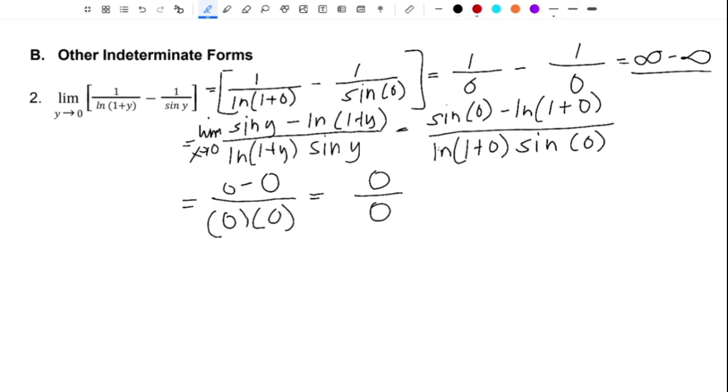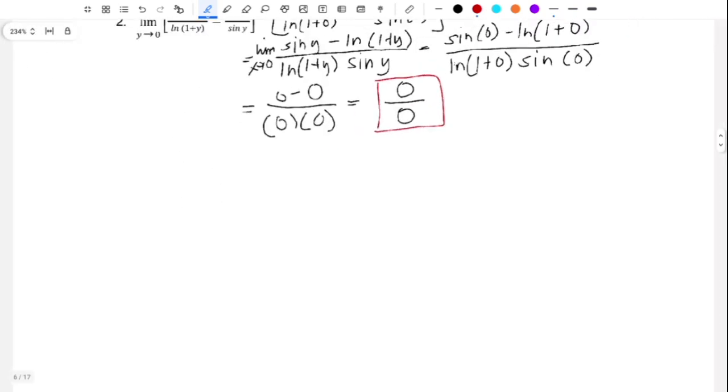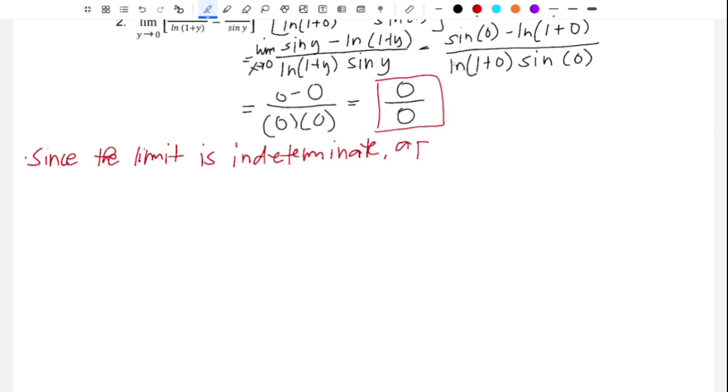From here we express it as an indeterminate form. And since the limit is in indeterminate form, we can now apply L'Hopital's rule. Let us conclude it first. Since the limit is indeterminate, apply L'Hopital's rule.